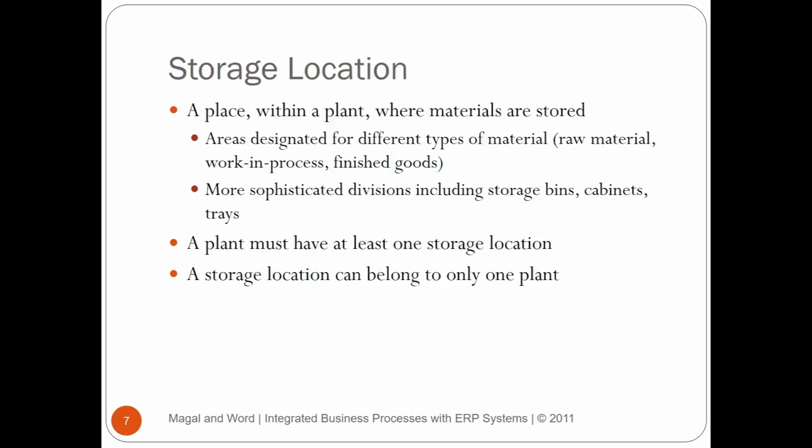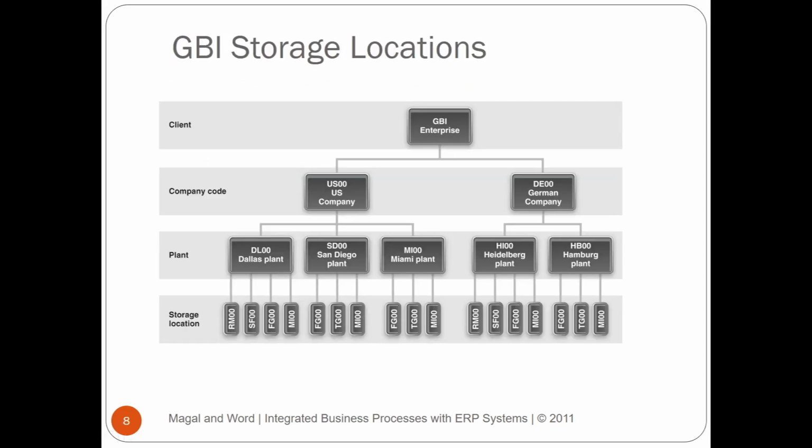This figure shows the storage locations for the five GBI plants. We can see over here the Dallas plant has four storage locations, and it stores raw materials, which are RM00, semi-finished goods, SF00, finished goods, and so on. The Miami and San Diego plants, which are distribution centers, both have three storage locations to store finished goods, trading goods, and miscellaneous materials. The structure of the storage locations in Germany is similar to that in the US company.